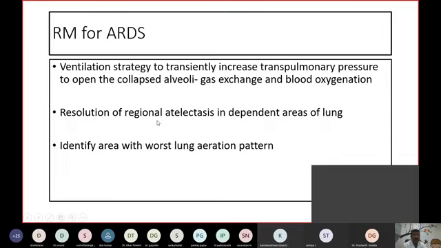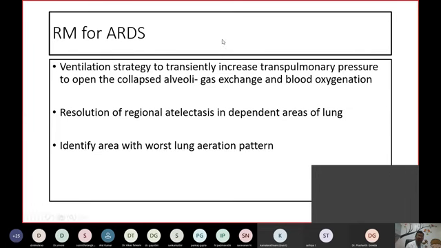Now, there is one upcoming or new thing which we call recruitment maneuvers for ARDS. Personally, I don't have experience with the recruitment maneuver for ARDS. I have not done it. Basically, it's a strategy to transiently increase the transpulmonary pressure to open the collapsed alveoli. In turn, it is going to improve gas exchange and blood oxygenation. The main benefit of a recruitment maneuver is that it is going to cause resolution of atelectasis in the dependent part of the lung.